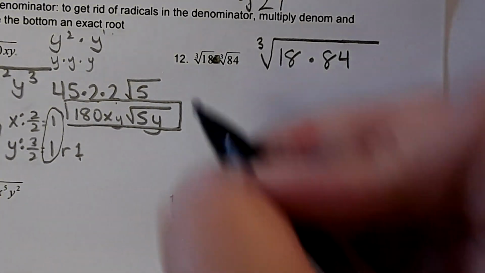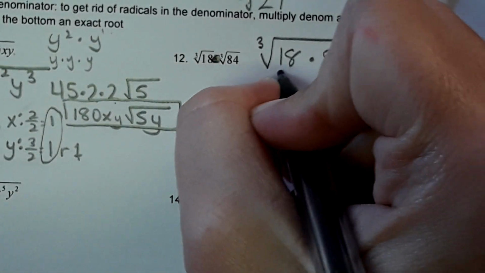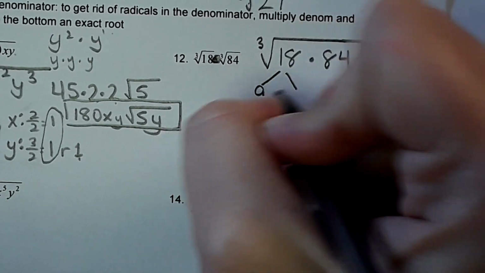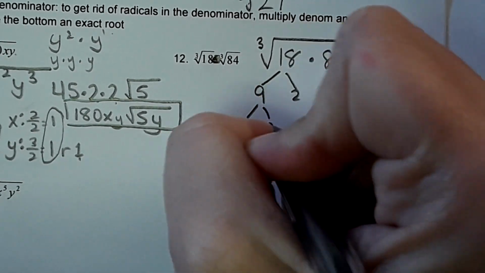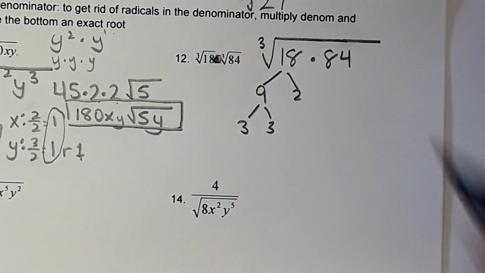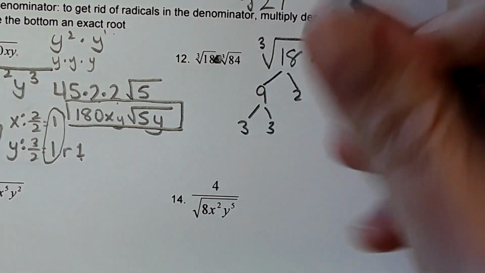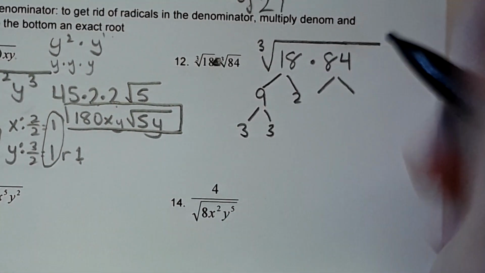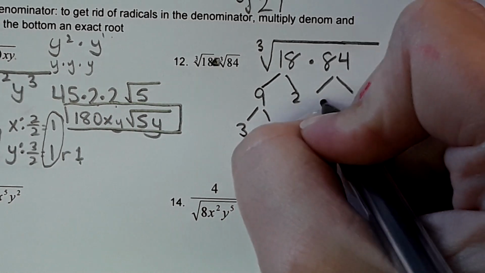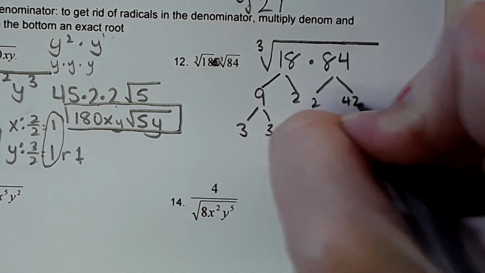Okay, so from here, I'm just going to break it up into the smallest factors. 9 and 2, 3 and 3. For 84, maybe 242. Okay, 242.